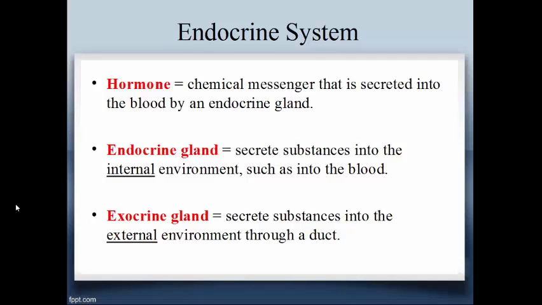An endocrine gland is a structure that will secrete a substance into the internal environment, such as into the blood. The prefix endo means internal or inside. The opposite of that would be an exocrine gland. An exocrine gland secretes a substance into the external environment, for example, sweat, or milk from a nursing mother. That's all going outside of the body through a duct to the external environment. So exo means exit or outside. Endo means inside. Anything that's endocrine goes internally into the internal environment, such as blood. And exocrine goes to the external environment through a duct.